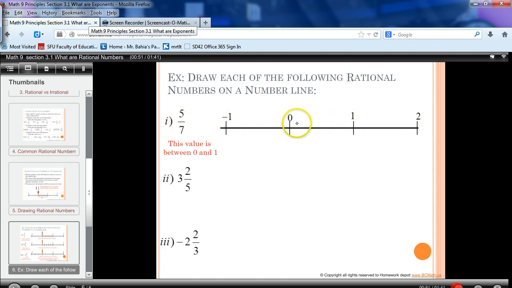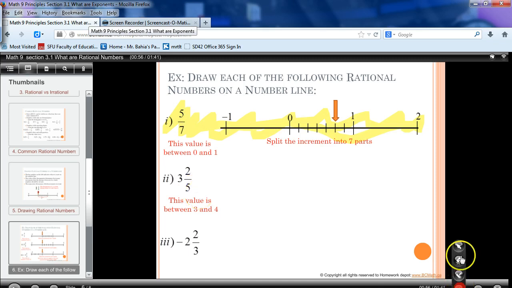So 5/7, that means we should split this up into how many sections? Well, it's out of 7, so we should split it into 7 sections. So we split it into 7ths. Where's 5/7 going to be? It's going to be 1, 2, 3, 4, 5, right here. 5/7. Right there, and that's what the 5/7 will be. So you can put down 5/7, and I'd put that down as something important to write down.